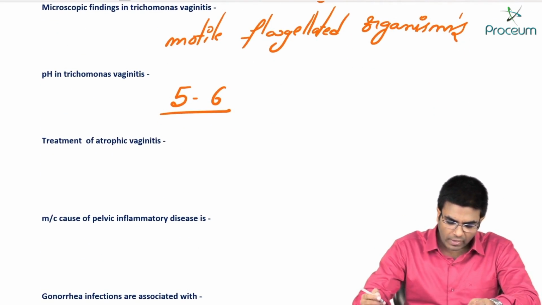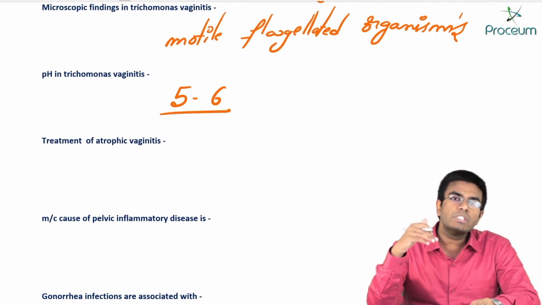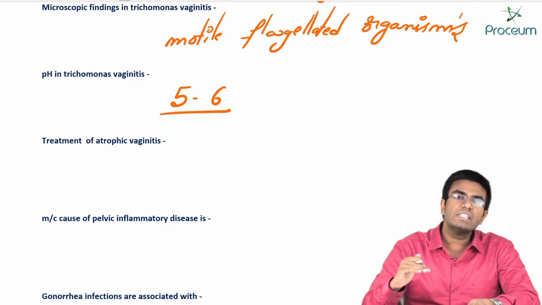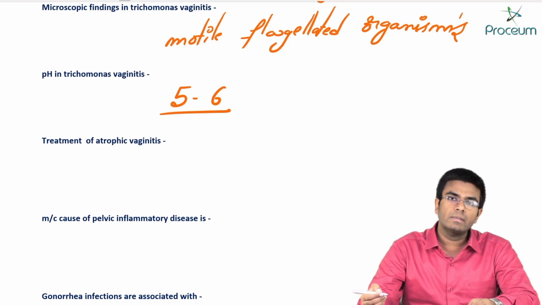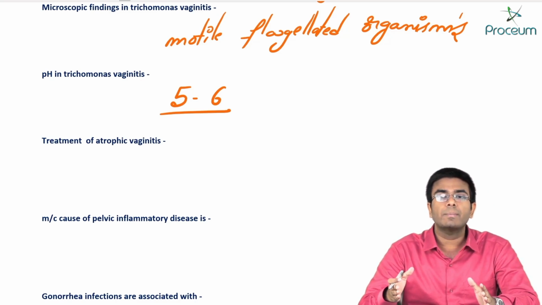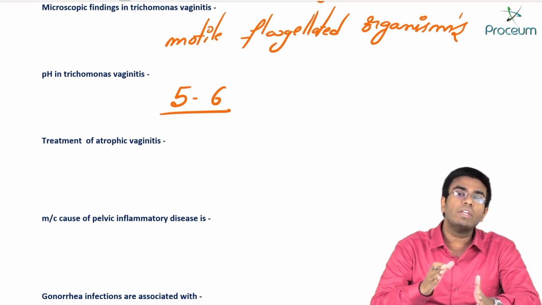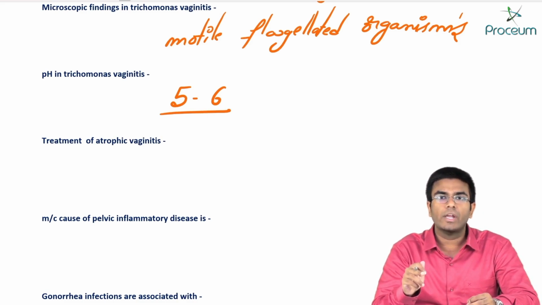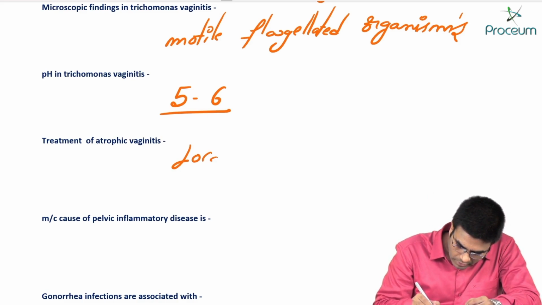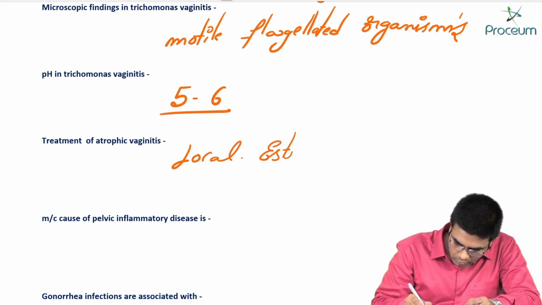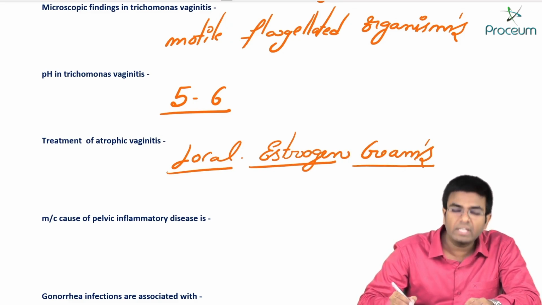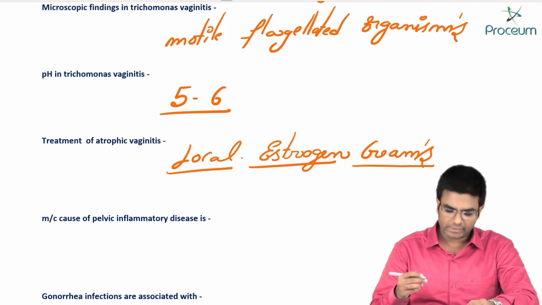Now, treatment of atrophic vaginitis. In a postmenopausal woman, there is a decrease in the estrogen levels. Because of decreased estrogen levels, the vaginal epithelium undergoes atrophy. That will cause atrophic vaginitis. In such a female, we will give local estrogen creams. Okay, local estrogen creams are given in atrophic vaginitis or senile vaginitis.